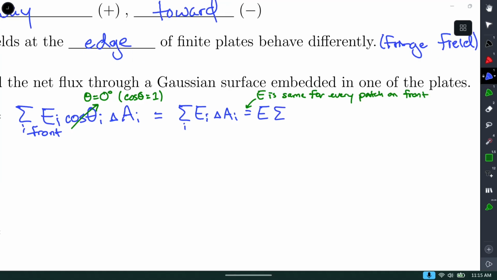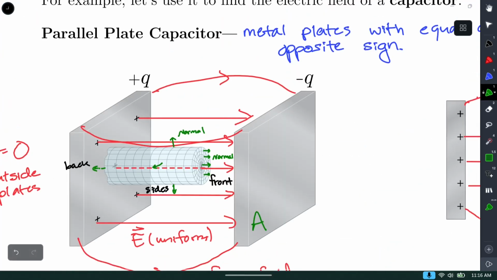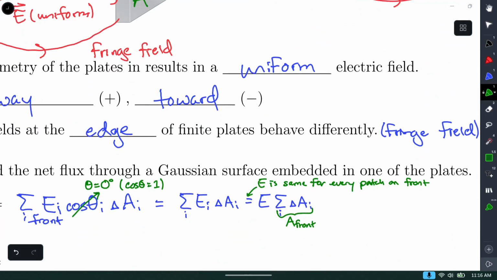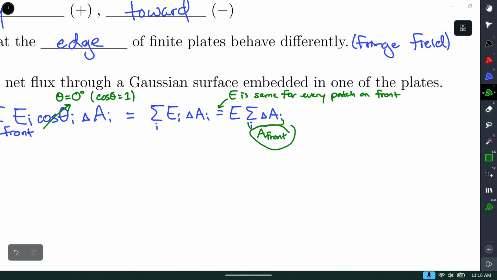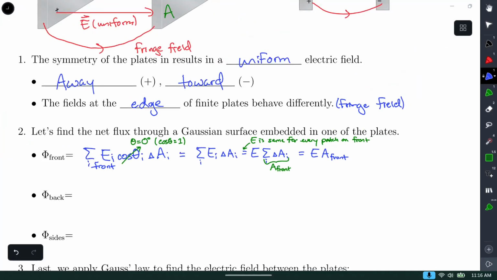The last thing is just add up all these little areas, all these little patches making up the front face. I'll just call that the area of the front face. I could say it's the area of a circle, but I picked a kind of arbitrary shape to embed in this surface. I could have used a big box, or I could have used a pyramid or something else, and I would still get the same value. This kind of just keeps it generic. It didn't really matter which shape I used. So I just end up with electric field times the area of the front face. And that's my first step.